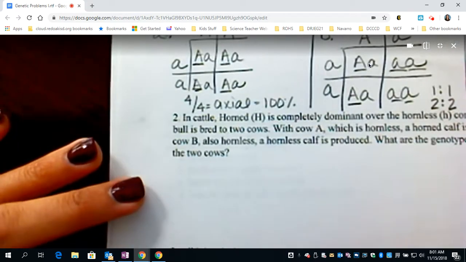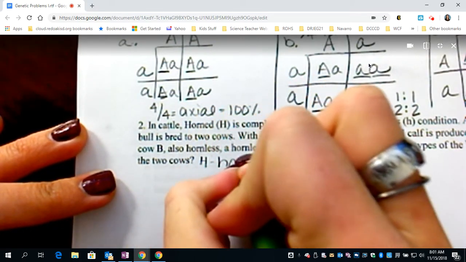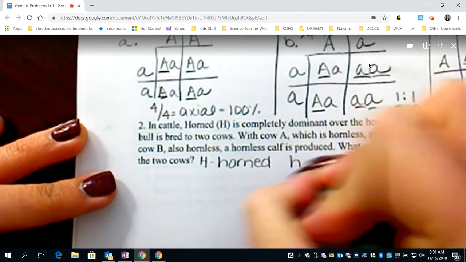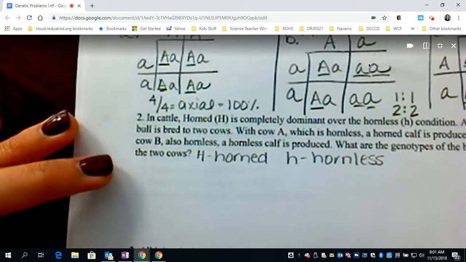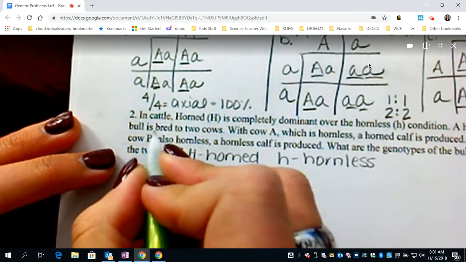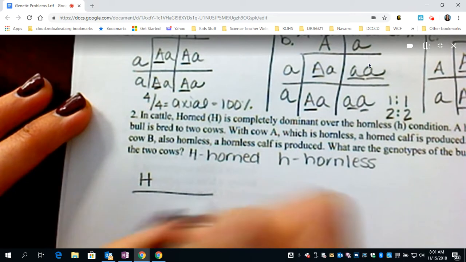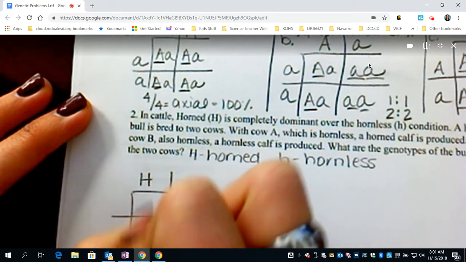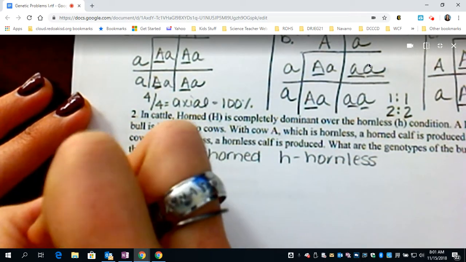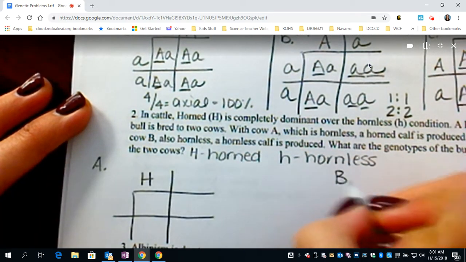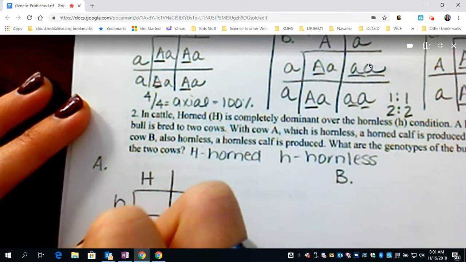Okay, on the second question, it says that dominant is horned, so a cow with horns. Recessive is hornless. It says you have a bull that is horned, so for sure it has a capital letter. It doesn't say how it's horned. It doesn't say if it's homozygous or heterozygous, and it's bred with two cows. Cow A, so it looks like we're going to have two problems here. Cow A is hornless. The only way you can get hornless is if you have two little H's.